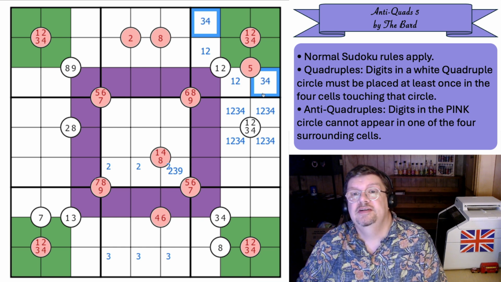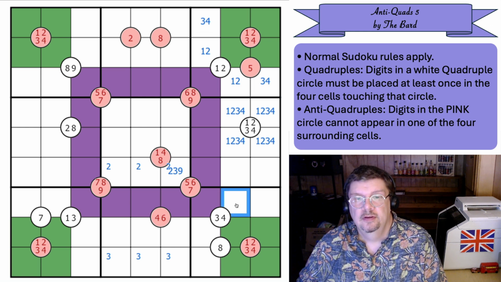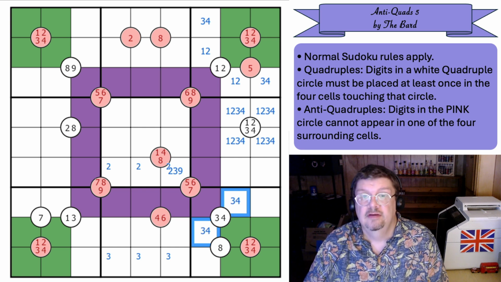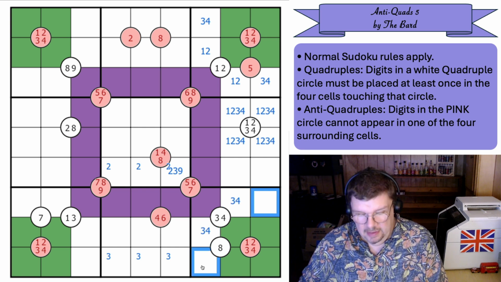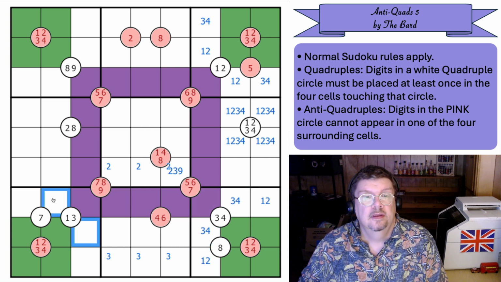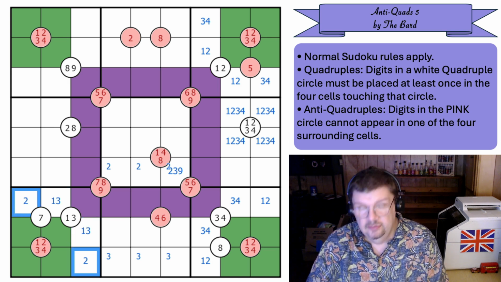I've only got 4 cells that I can place 1, 2, 3, and 4 in each of these corner boxes. So that is a 3-4 pair, and that is a 1-2 pair. This is a 1-3 pair, and this is a 2-4 pair.